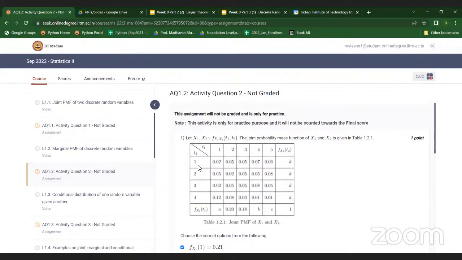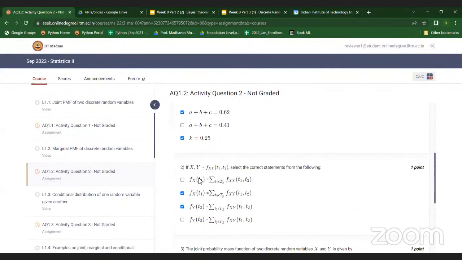Sir, actually, can you just teach us how to read that particular notation?